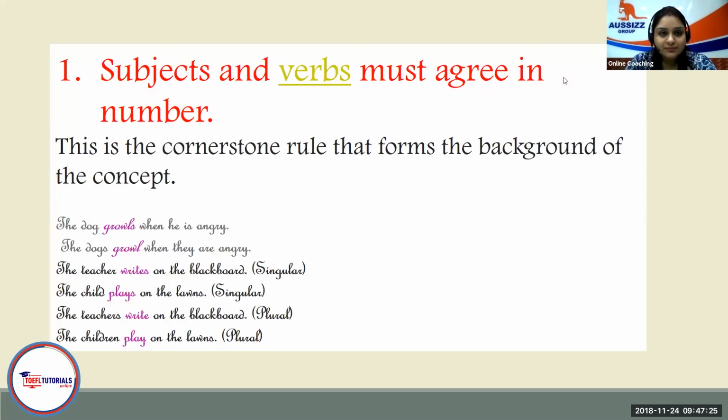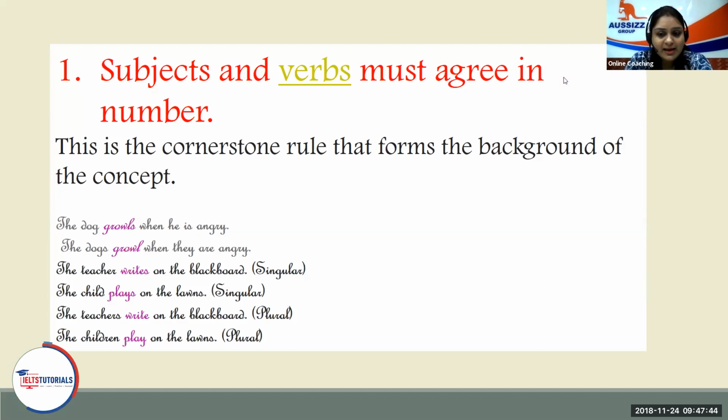Rule number 1: subjects and verbs must agree in number. Subjects and verbs must agree in number. It's very simple. But as you move on to the next rules, you'll be facing more complex ones. Let's see. Subjects and verbs must agree in number.